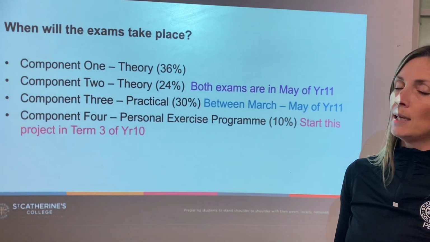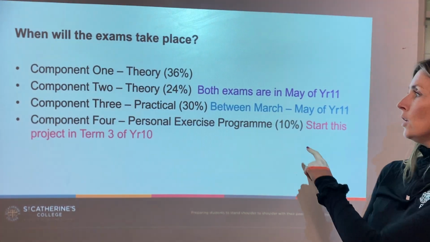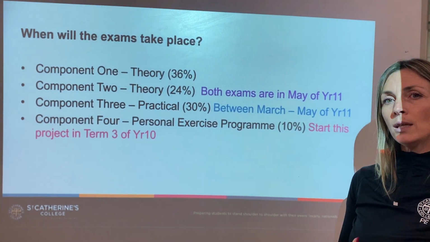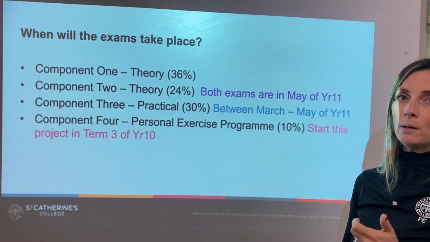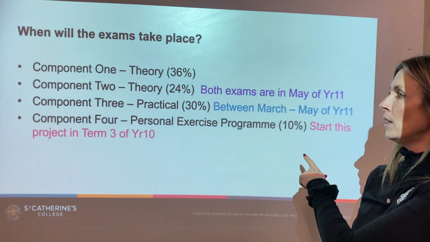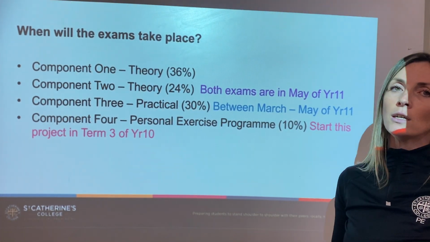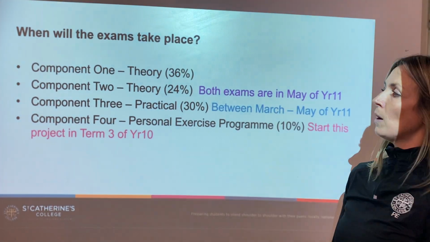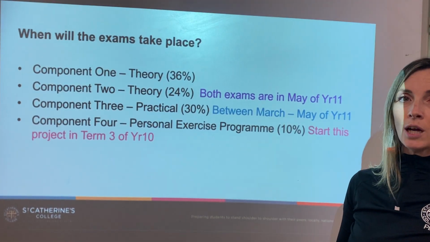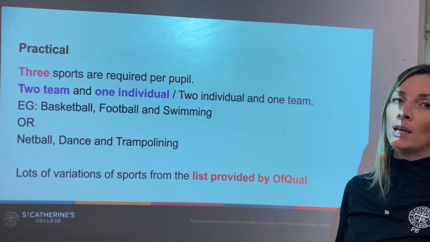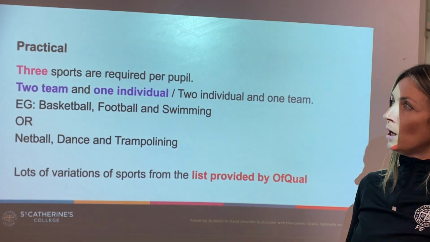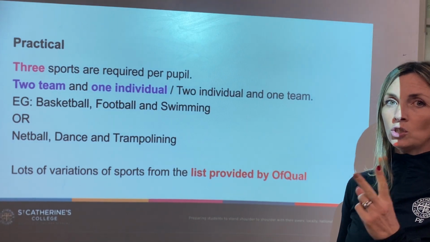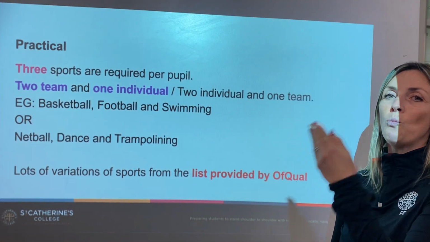Component 2 you will take in the May of year 11. Component 3 you'll have a PE practical exam in the sports that you're taking between March and May in year 11. And component 4 we start doing in year 10 in term 3. Component 1 we start straight away as soon as you come in year 10, and we look at the theory components.